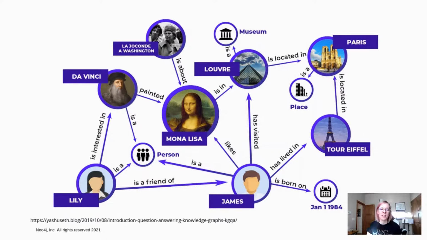Now, somebody had recommended that you could use recommendation systems with knowledge graphs. That is true. So let's look at Lily, for instance. Lily, we can see, is interested in Da Vinci and is a friend of James. Now, we know that James likes the Mona Lisa, so we could maybe infer that Lily would like the Mona Lisa as well, and we could recommend that to her in a recommendation system.